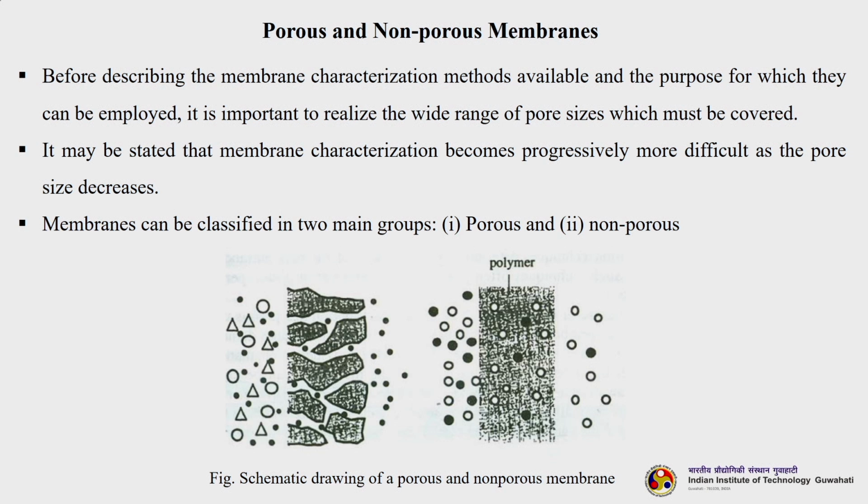So, membranes can be classified into two categories with respect to characterization. You can see one is porous and one is non-porous. The porous membranes are those in which pores are present, and they are basically microfiltration, ultrafiltration, all these membranes, and non-porous membranes are the dense membranes usually used for RO as well as gas separation applications.